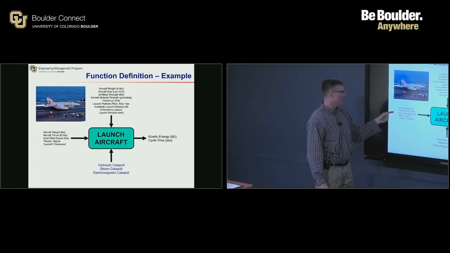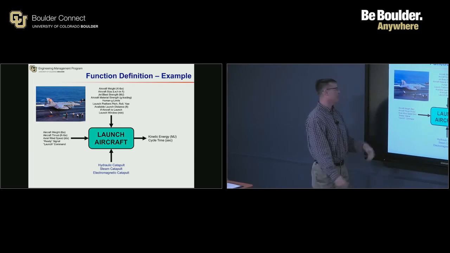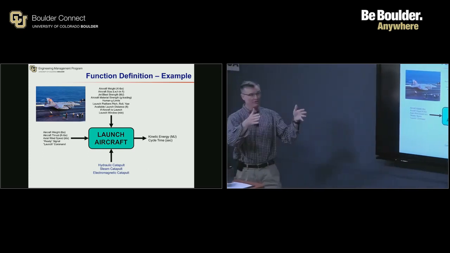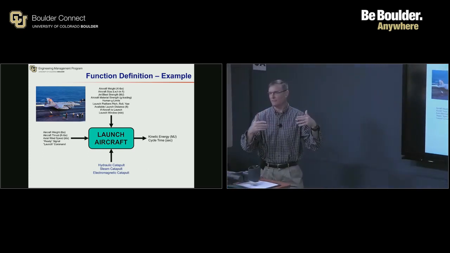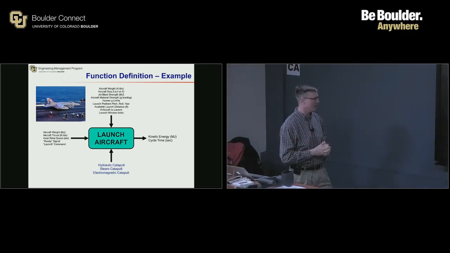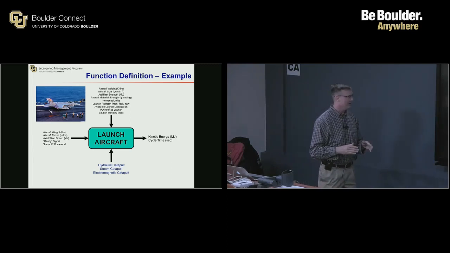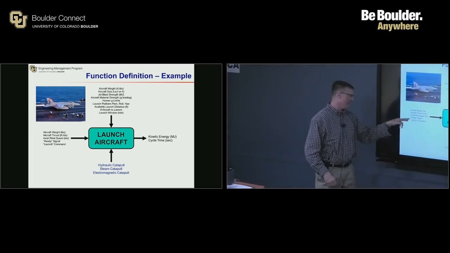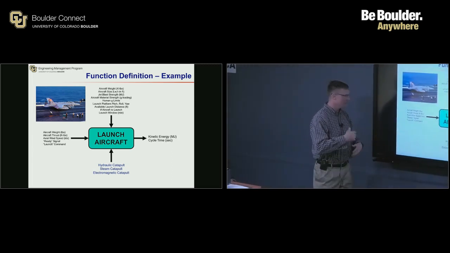So you need to know how much thrust the aircraft's producing, how much wind. The aircraft carrier actually steers itself into the wind because it has to generate 30 miles an hour of wind over the deck to be able to launch an airplane. Otherwise, you don't get going enough before you get to the end. So it has to create this wind speed, and you have to have a ready signal and a launch command to be able to go ahead and initiate the launch.